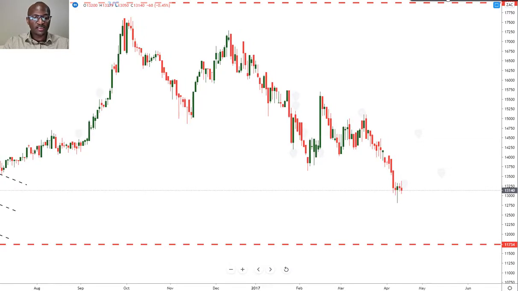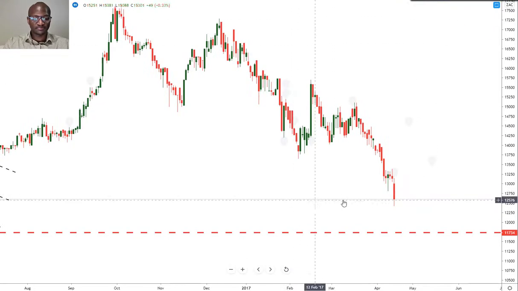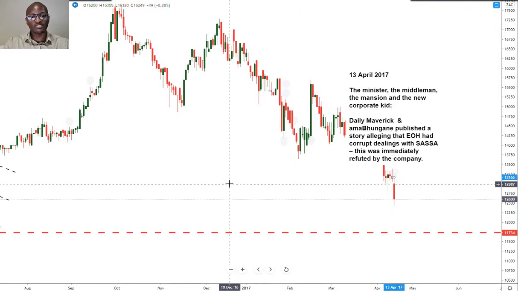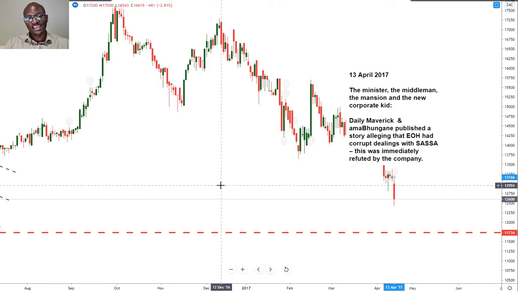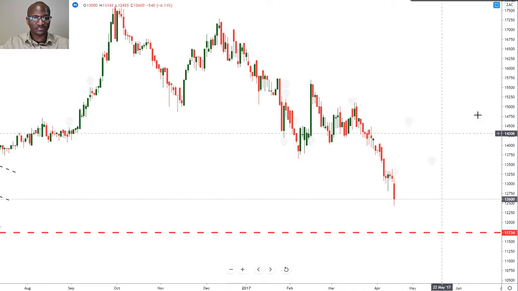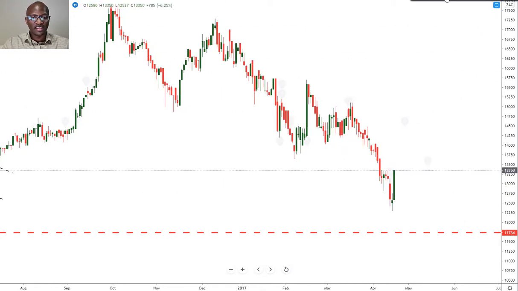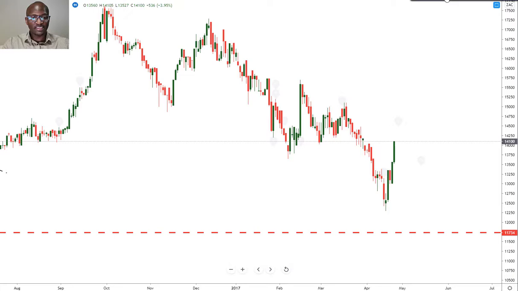Now, this is where trouble started for EOH. This is where the big problem started. On the 13th of April 2017, here's the headline: the minister, the middleman, the mansion, and the new corporate kid. Daily Maverick and amaBhungane published a story alleging that EOH had corrupt dealings with SASSA. This was immediately refuted by the company. And shortly thereafter, the market started picking up again.